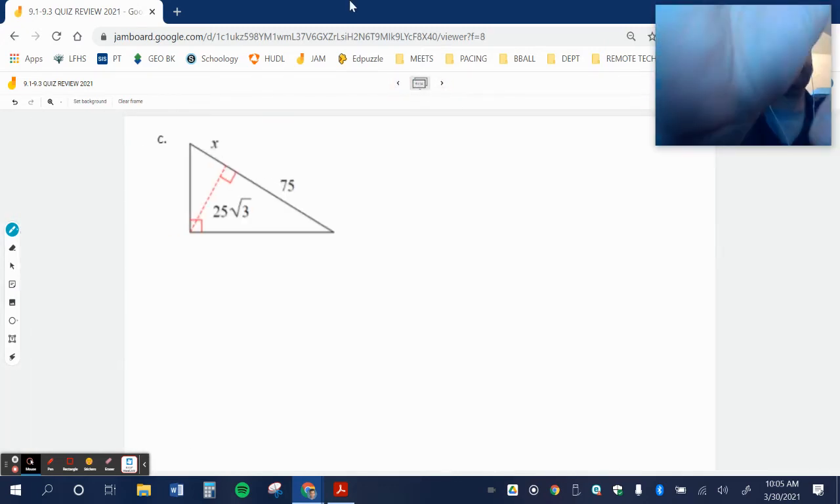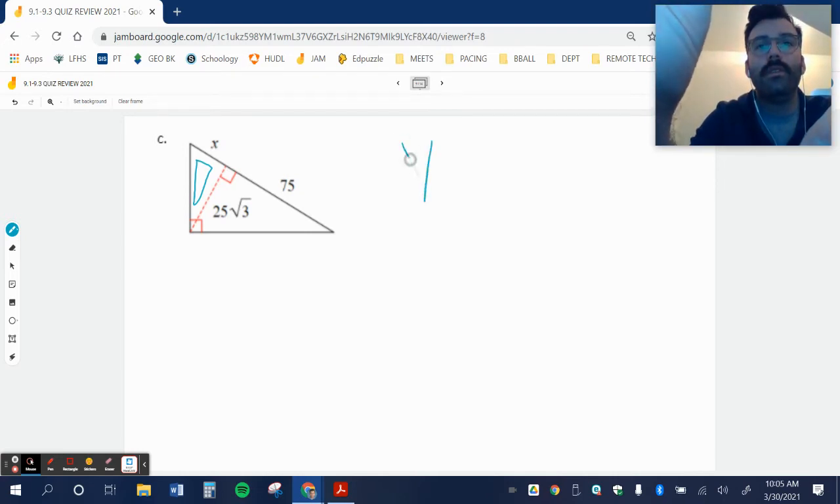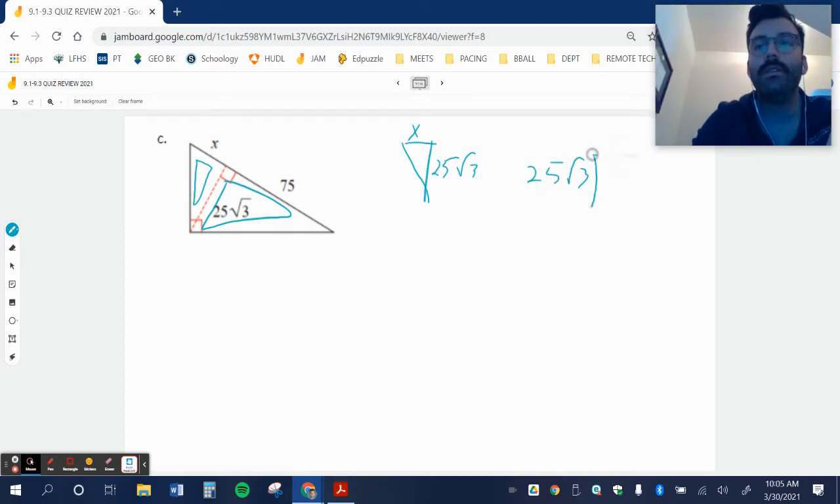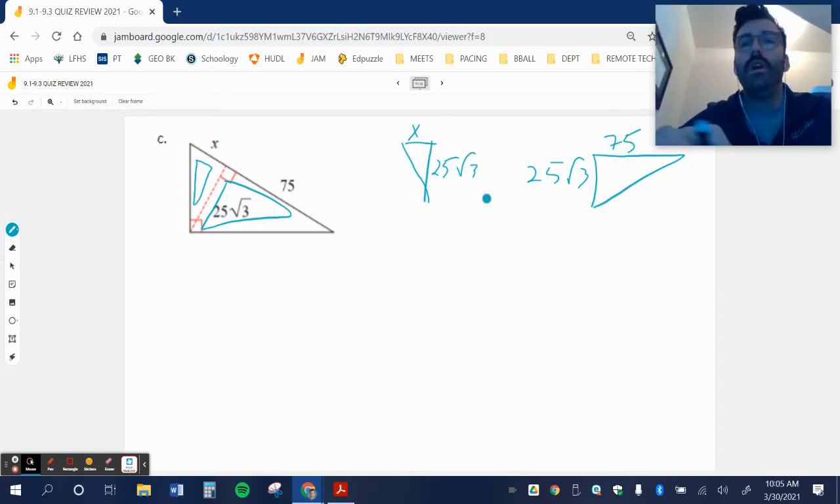All right, whatever. So here we go. I got the small triangle. I'll redraw the small triangle. I have x and 25 radical 3. Medium triangle as well. I have 25 radical 3, 75. Oh, what happens twice? 25 radical 3.